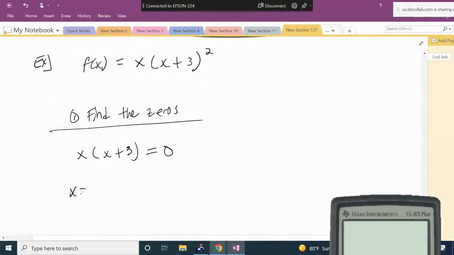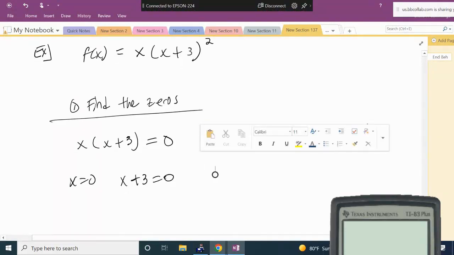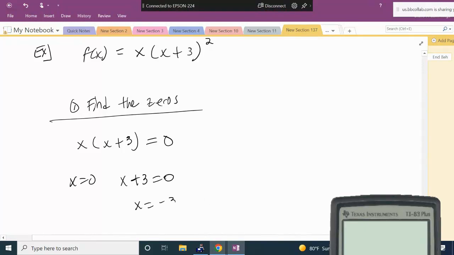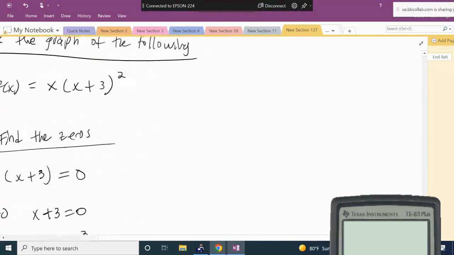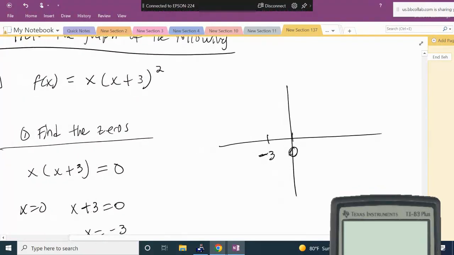All right, so I'm going to set each factor equal to 0. So we have x equal to 0, and x plus 3 equal to 0. If we solve for x, we have x equal to -3. So if I were to graph, I have -3 and I have 0. Right. We're also going to take into account the end behavior of graphs. Okay. So notice from the function we have x times the quantity x plus 3 quantity squared.